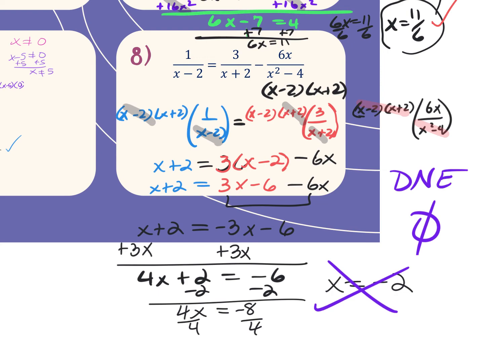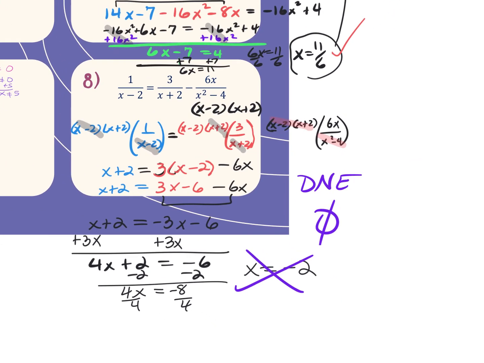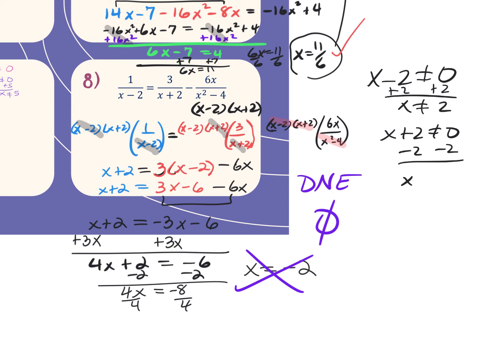Now, if you wanted to at the beginning, you could have taken both of those denominators. The x minus 2, set it not equal to 0, and the x plus 2, not equal to 0. Once you solve this, x could not equal a positive 2, and x cannot equal -2 because it makes the answer extraneous.